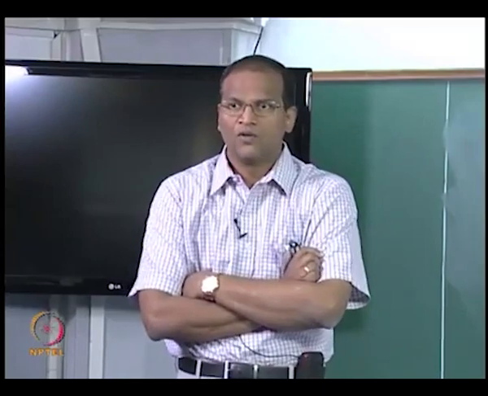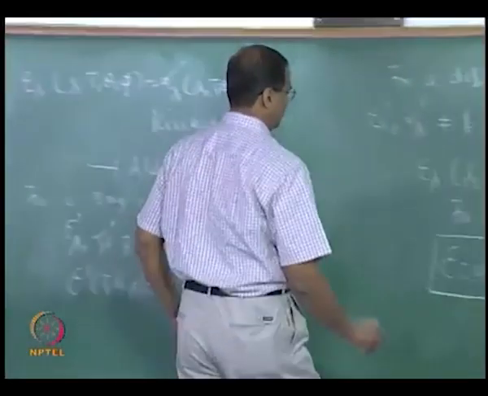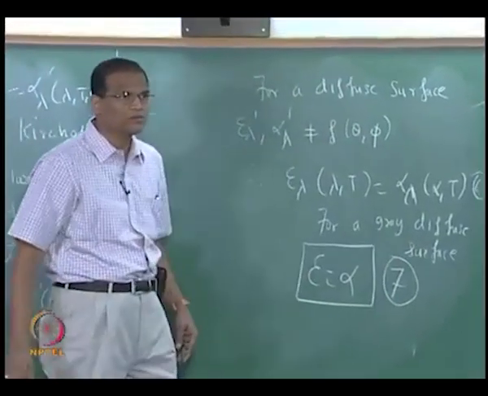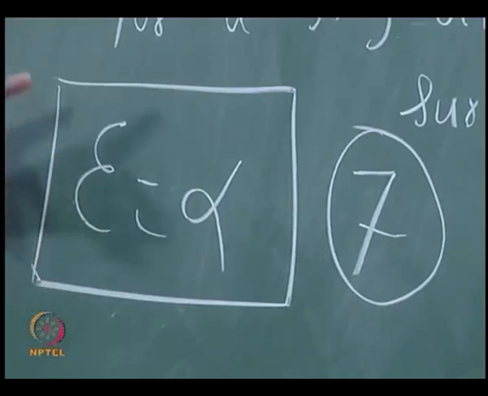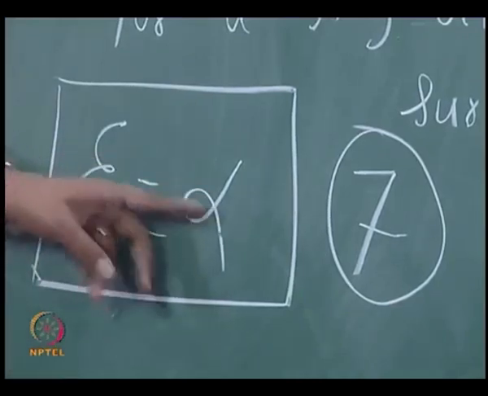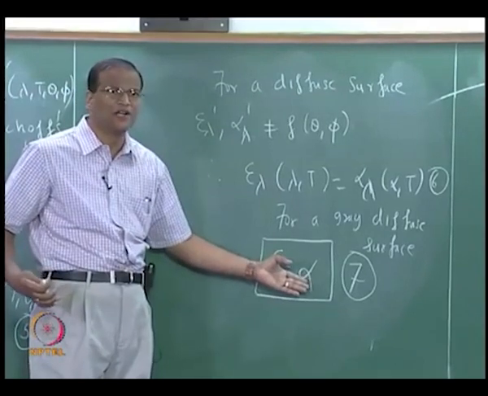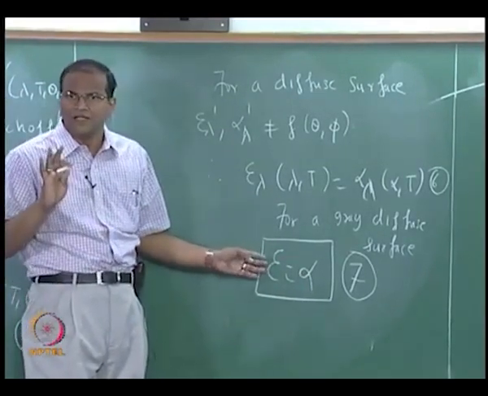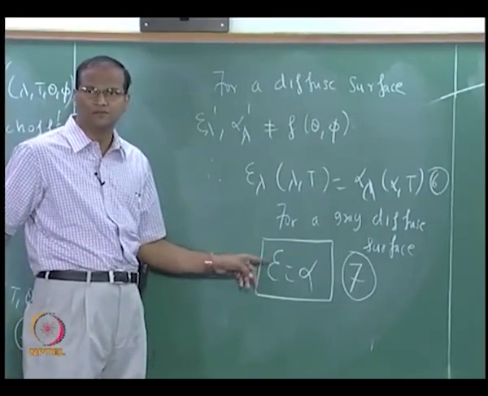Okay. So for a gray diffuse surface, very important result. For a gray diffuse surface, the emissivity is equal to the absorptivity. This is also equal to the hemispherical total emissivity and the hemispherical total absorptivity, because it really does not matter. Okay. The other important thing is equation 7 is not the Kirchoff's law.